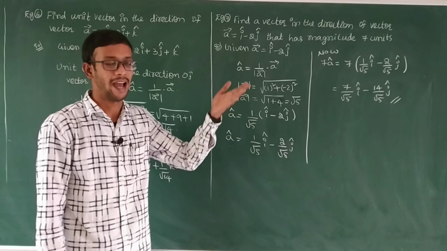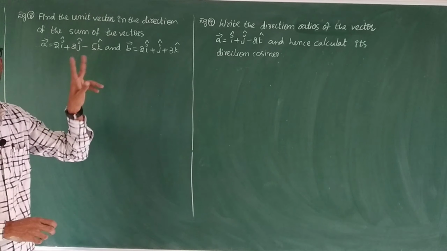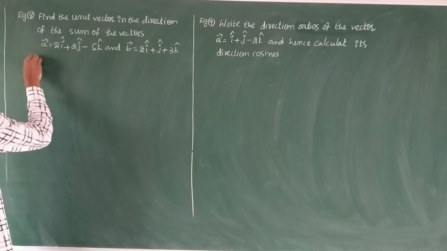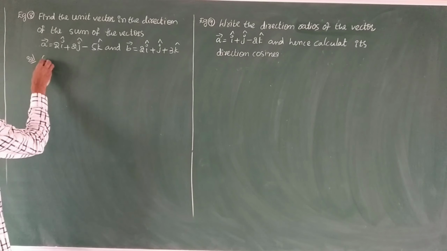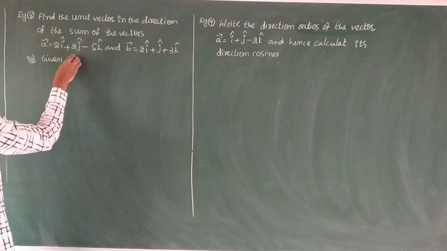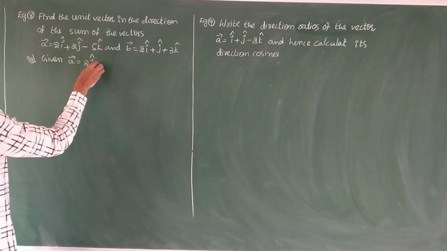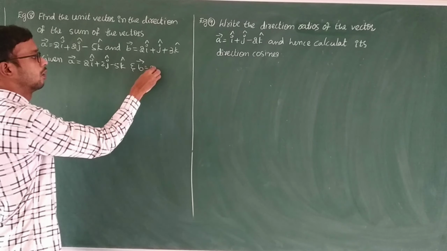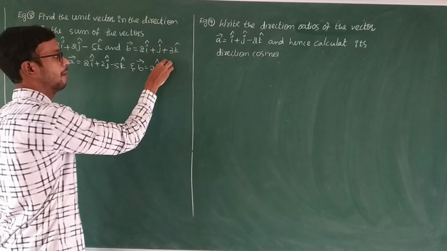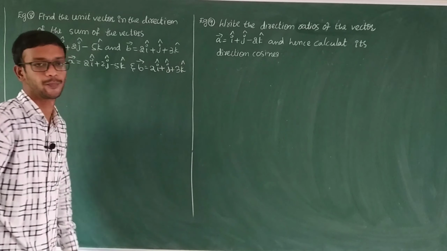Next we go through example 8. Find the unit vector in the direction of the sum of the vectors. Like the previous example, but in the direction of the sum of two vectors. For that purpose, the solution: given vectors A bar equal to 2i cap plus 2j cap minus 5k cap and B bar equal to 2i cap plus j cap plus 3k cap.